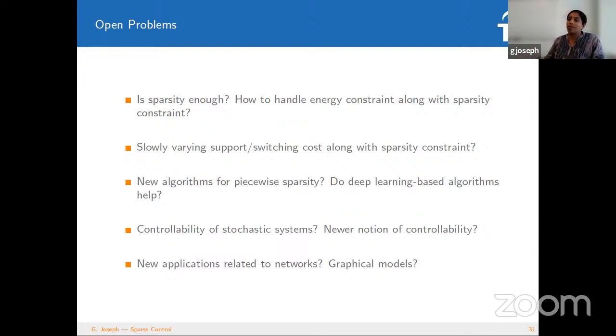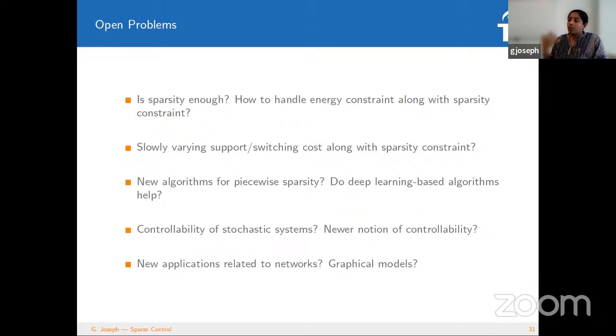So what if we have slowly varying support, or can we involve something like a switching cost if you want to change the support, etc. And also, I said piecewise sparsity is an underexplored area. So can we come up with new algorithms to do that? Maybe deep learning based algorithms to develop piecewise sparse recovery algorithms.